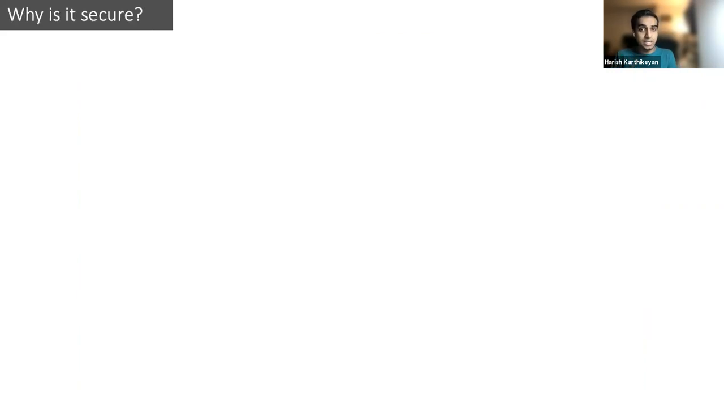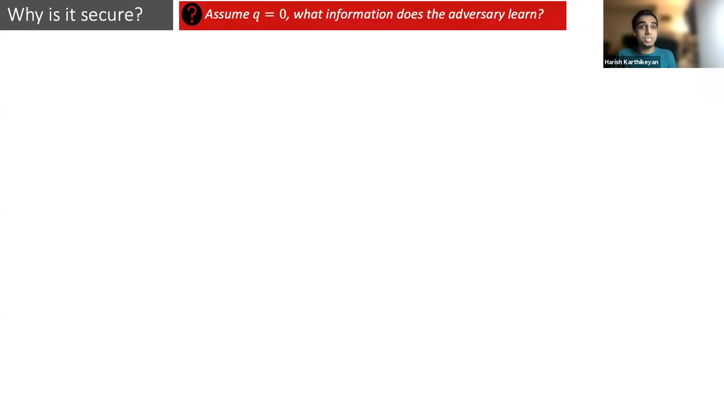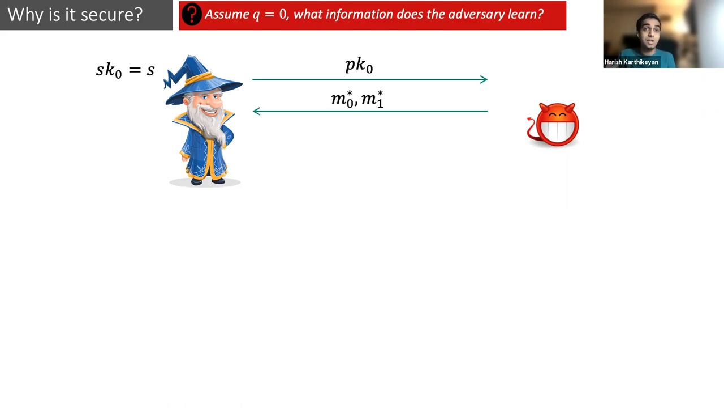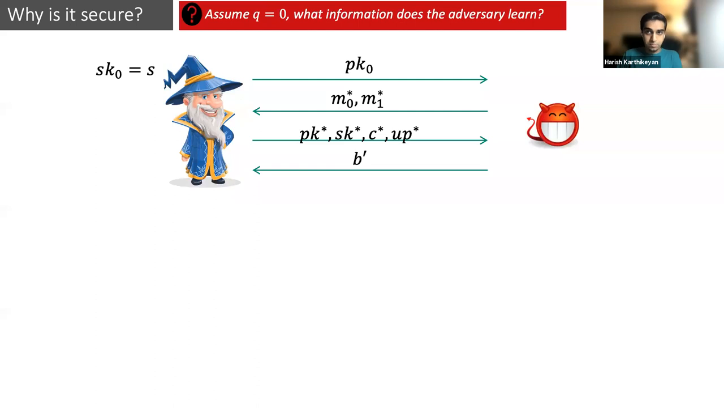So now why is it secure? Just a very high level intuition: let's assume Q is equal to 0. What information does the adversary learn? Q equal to 0, recall, means that the adversary has not provided any randomness. So it just quickly goes into the challenge phase. Then it has a secret key S and it receives PK naught as G to the S. It produces M naught star and M one star and receives the public key PK star, the SK star, C star and UP star. And then it responds with B prime. So let us take a look at each of these terms. So what is SK star?